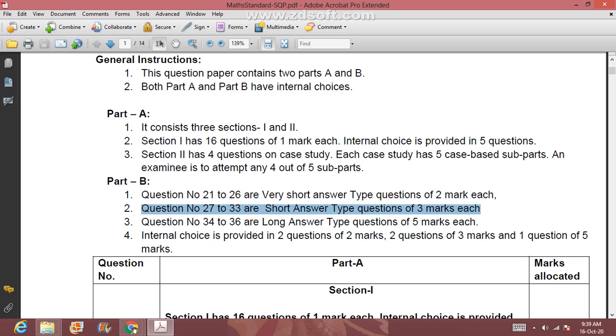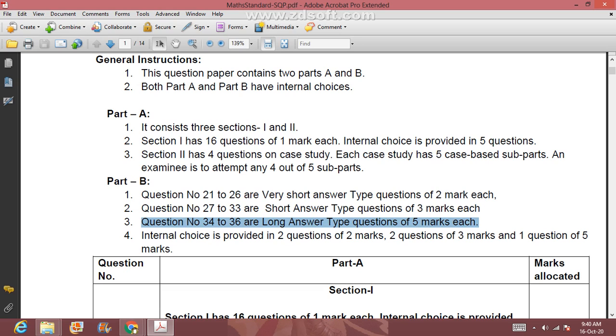The last part of the pattern: question numbers 34 to 36, only 3 questions, are long answer type questions of 5 marks each. Here there is a drastic change. Earlier the last section was for 4 marks. There was not any single question for 5 marks in the earlier paper pattern. Now here 5 marks questions are there. How many questions? 34, 35 and 36. 3 questions are there for 5 marks each.